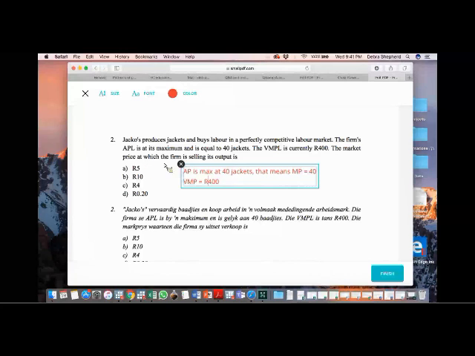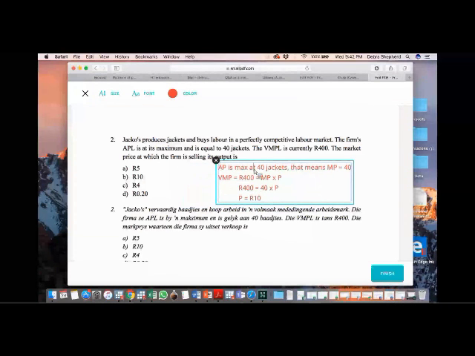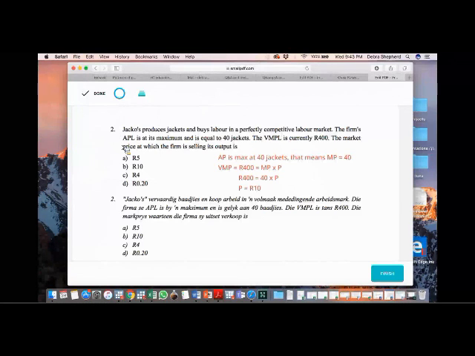The market price at which the firm is selling its output is what? So VMP is equal to marginal product times price, and marginal product is 40, so it must mean that price is 10 Rand. The solution to this question relies on you knowing that average product is maximized when average product is equal to marginal product. The answer to this question is B, 10 Rand.